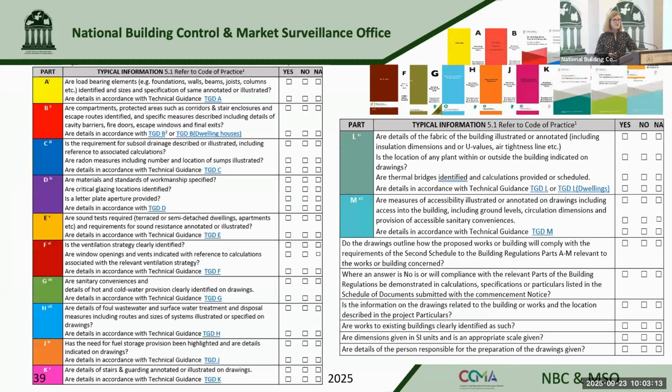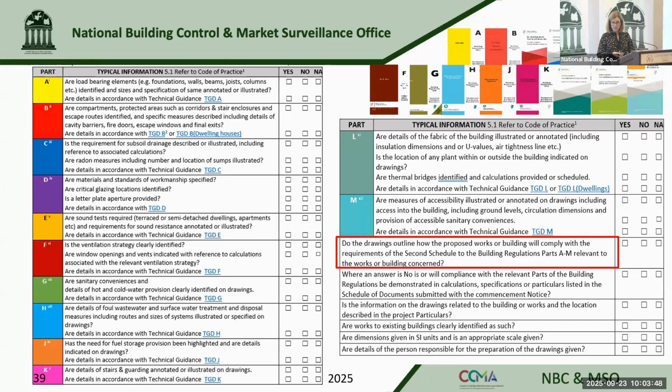In terms of the drawings then, it's important that if you're only submitting drawings, that these include your calculations, your specifications, your particulars. So all of the documentation that you're submitting must cover A to M. And it makes complete sense then that you have a checklist A to M. You go through each part of the building regulations requirements and say, have I got something here that covers this? Because you need to cover A to M in your design.